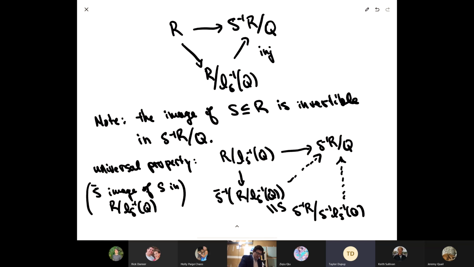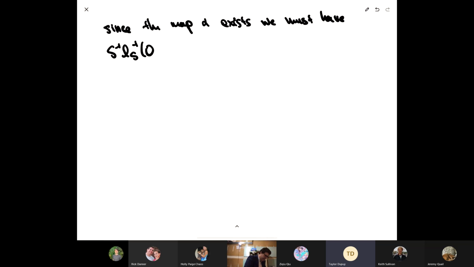Let's call this map alpha. Because this map alpha exists, necessarily this needs to be contained in Q. Since the map alpha exists, we must have S inverse of L of S inverse of Q a subset of Q.